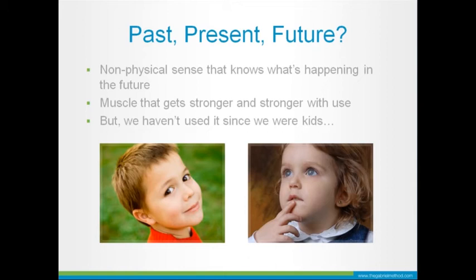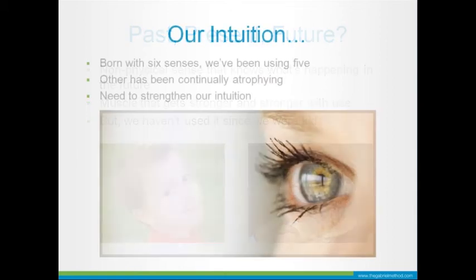And we've got this other sense, this sixth sense that kind of knows this. It's a non-physical sense that knows what's happening in the future. It knows why we're here, and most people refer to it as intuition. And intuition to me is like a muscle that gets stronger and stronger with use. But the problem is we haven't used it for our whole lives since we were kids. It's like we were born with 6 senses and we've been using 5, and the other one's just been atrophying. So we need to strengthen our intuition, and this is something that's been happening without us even realizing it, and I'll explain why.